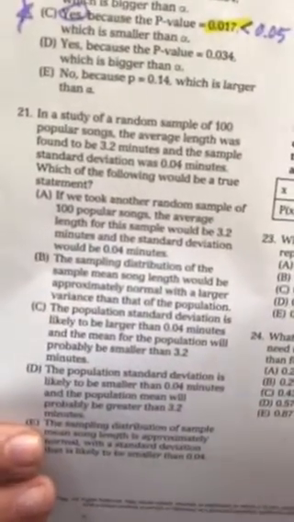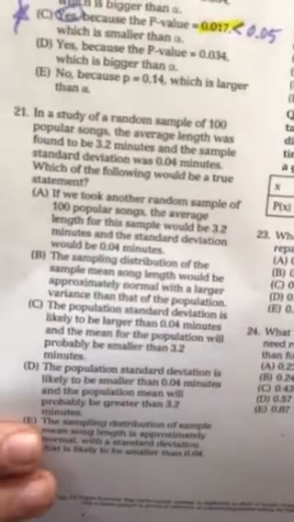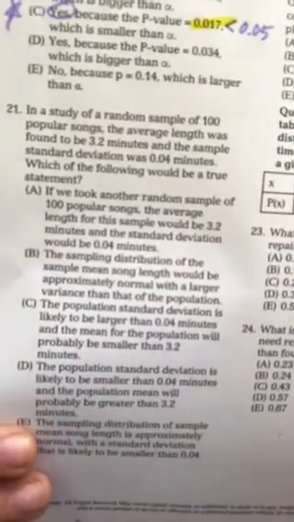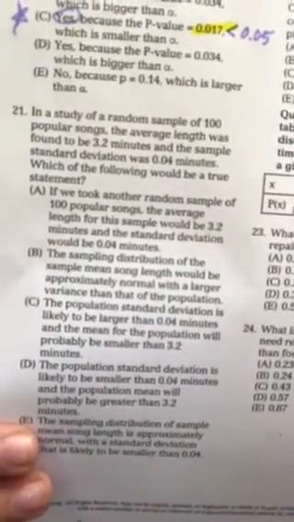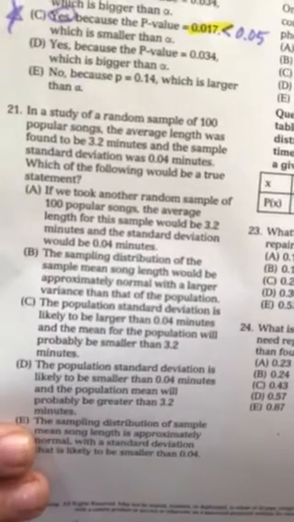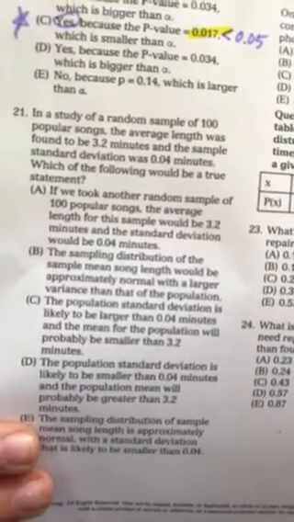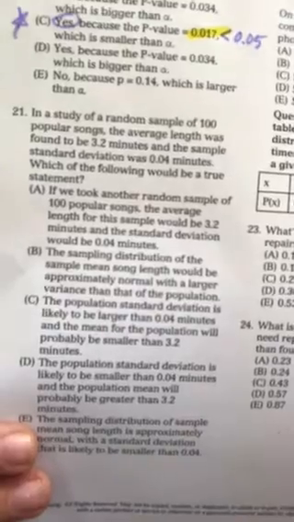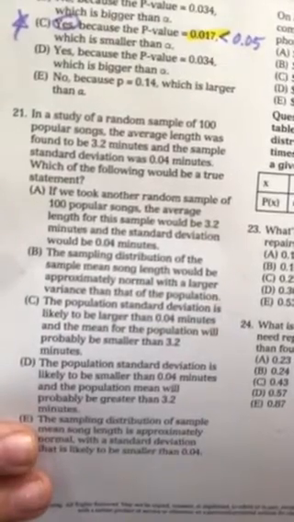Yes, I do have sufficient evidence to conclude that the contamination percentage is something larger than 9%. Next question. Very similar. It looks like you have a study and that you took a sample and that you're trying to make an inference about the population. So it says the random sample of 100 songs had an average length of 3.2. The sample standard deviation was 0.04.